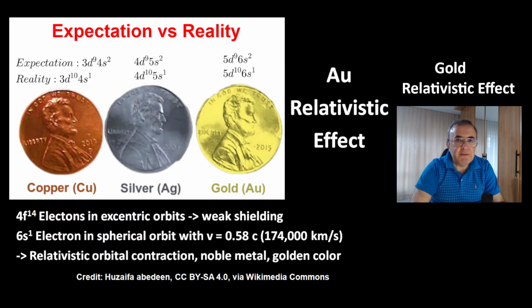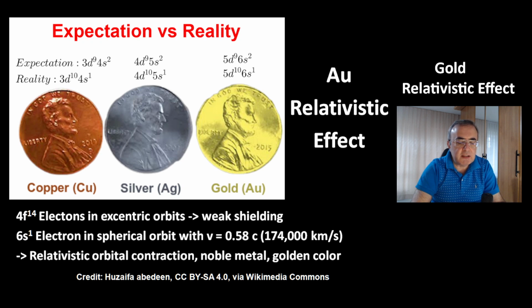Gold has a relativistic effect. It has 14 4f electrons. They are on eccentric orbits. They can't shield the nucleus very well. Plus it has a 6s1 electron, a single electron on a spherical orbit. This electron orbit experiences a strong attraction from the nucleus. That's why its orbital is contracted. That's why there's a relativistic effect.